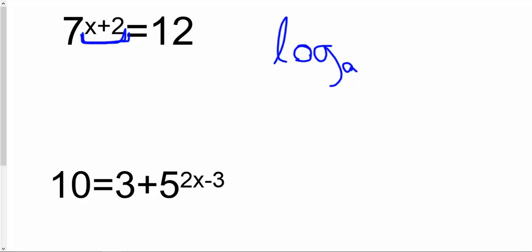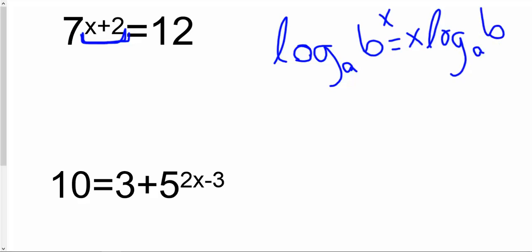So log base a of b to the x is equal to x times the quantity log base a of b. This rule is crucial. You can take this exponent and bring it out front, and now it's x times that entire quantity. Again, I use a, b, and x. These are all just variables. You could use whatever variable you want, but this is a rule in regards to logs. We'll talk about this more in future lessons, why this has to hold true.